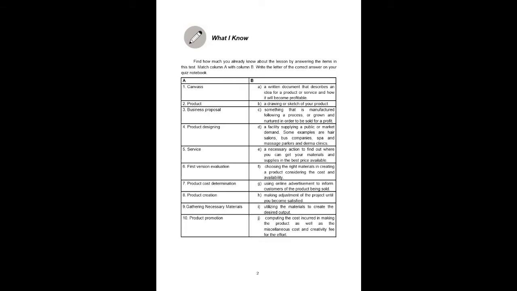What I know. On this part, you may get your paper and pen to answer this 10-item quiz. You may pause this video for you to answer this part. Let me read to you the instruction. Find how much you already know about the lesson by answering the items in this test. Match column A with column B. Write the letter of the correct answer on your quiz notebook. You may start now.